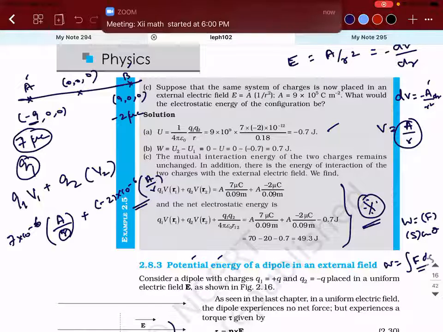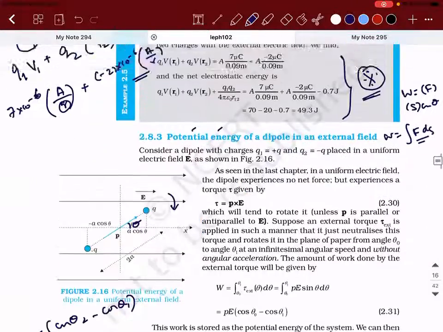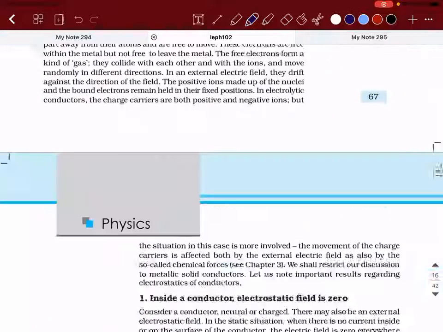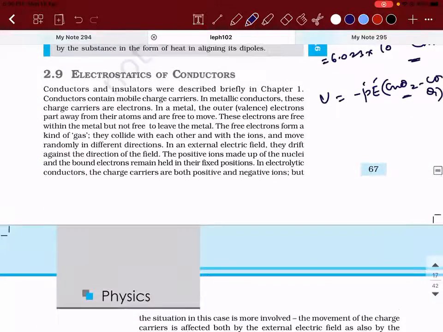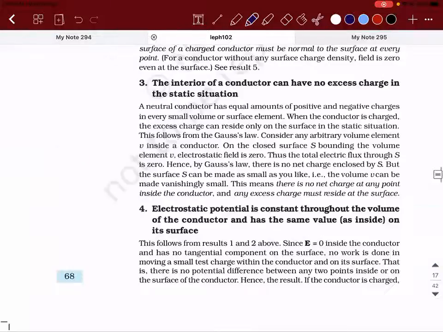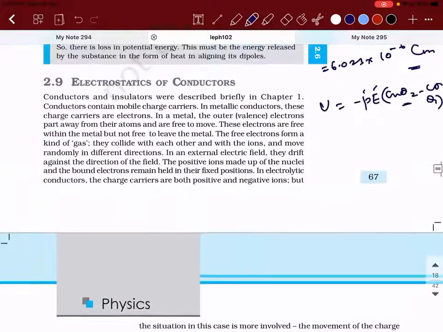Okay. So we'll stop with this concept. Tomorrow we'll discuss electrostatics of conductors. There are 6 properties. After that, we have capacitors. With that, the chapter is over. So maximum 2 more classes is what I'm assuming. Let's see. Okay. So revise these concepts.